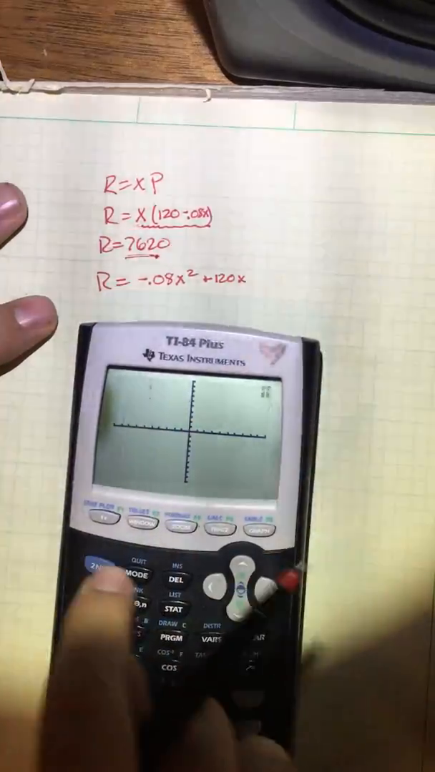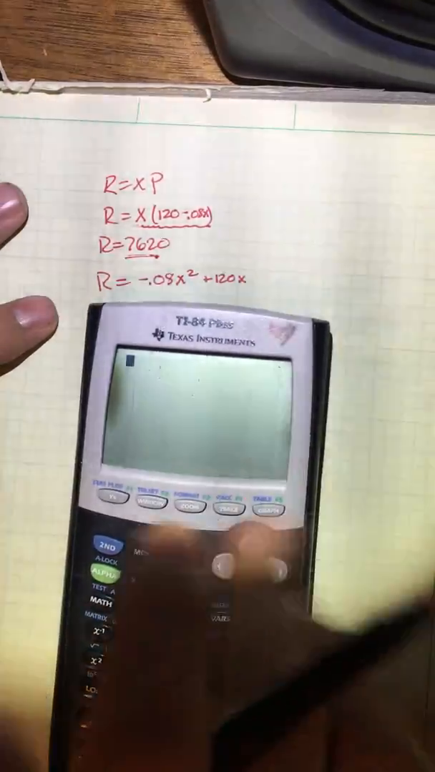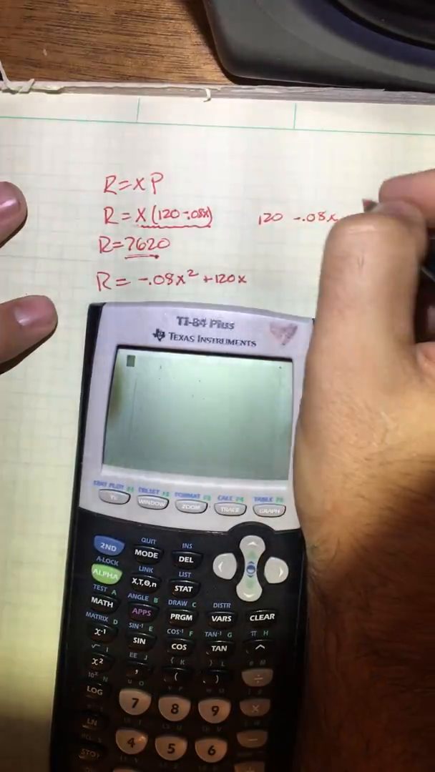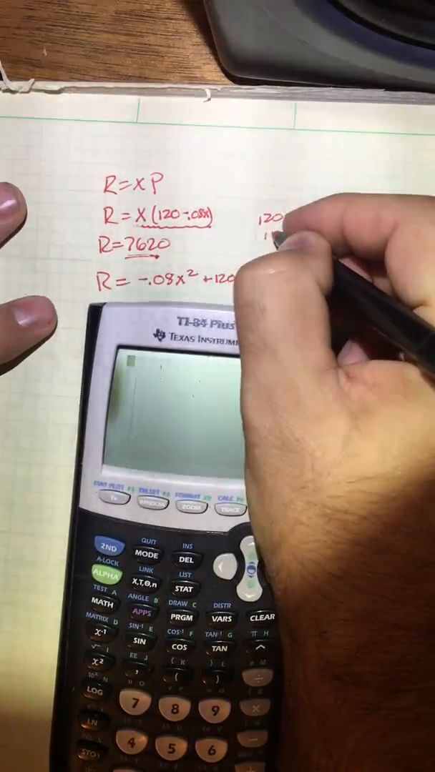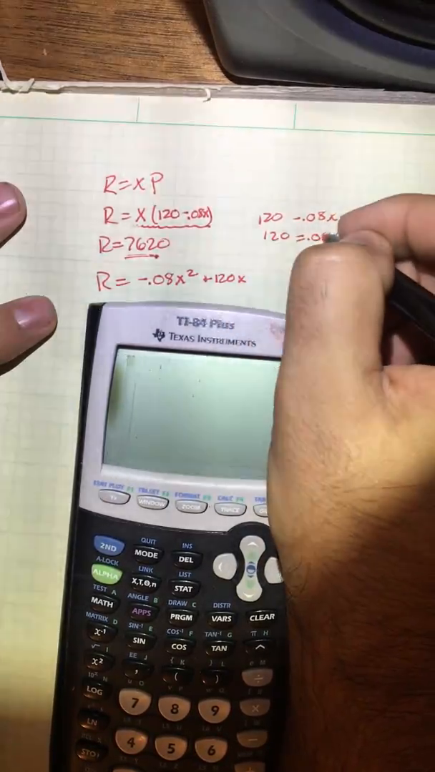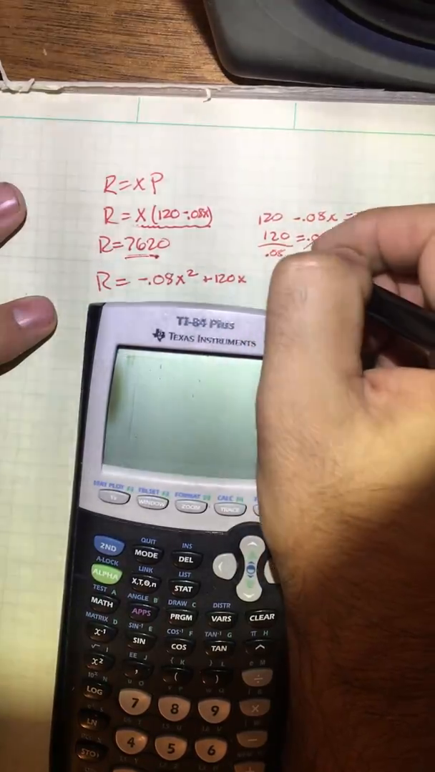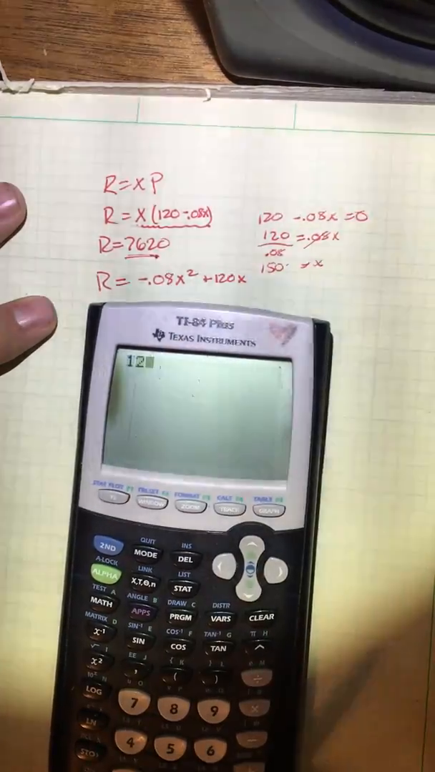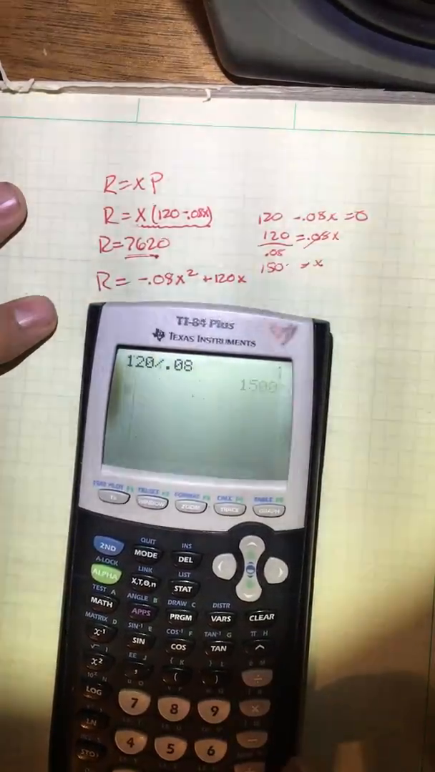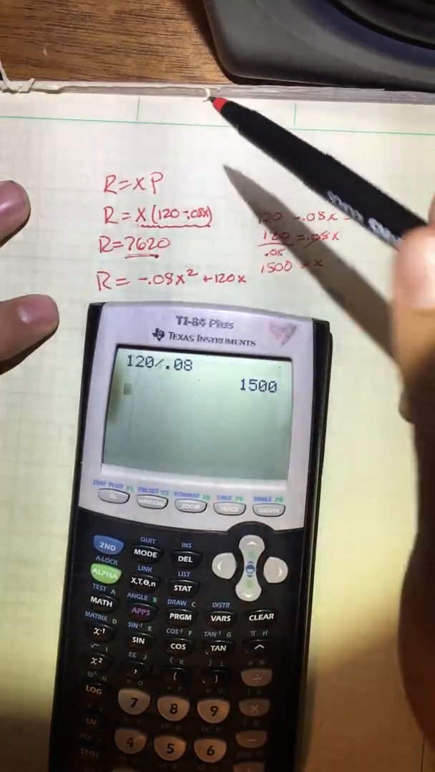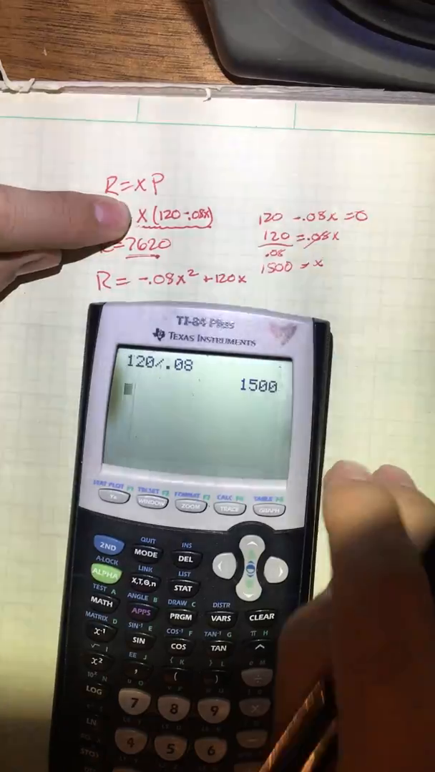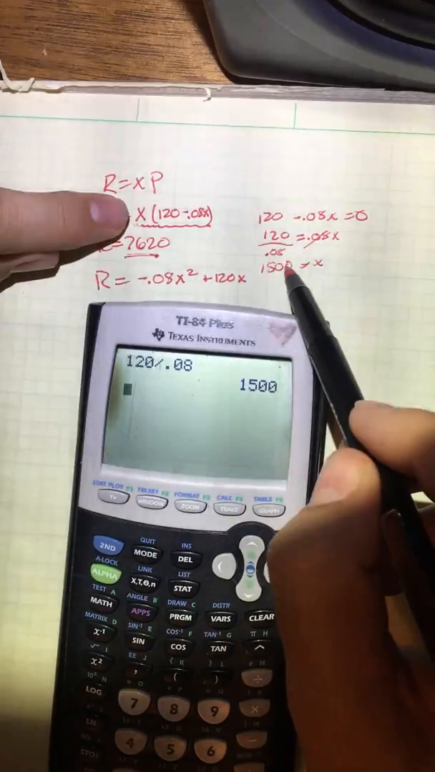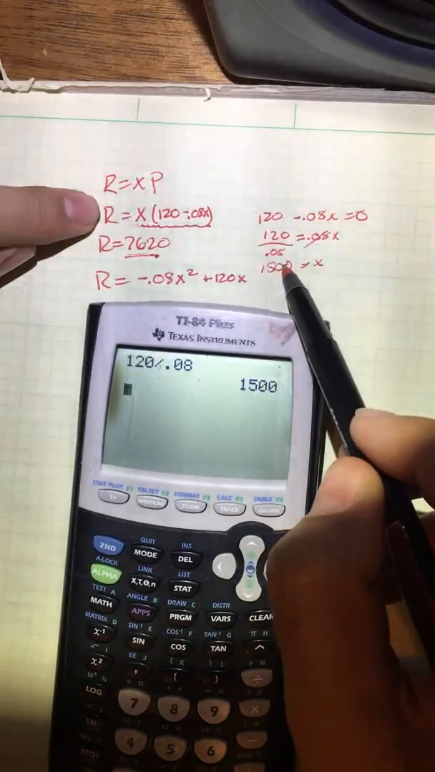So if 120 minus 0.08x equals 0, then I've got 120 equals 0.08x. Divide that away, 0.08. So x equals 120 divided by 0.08, that's 1,500. Okay, so that means the smallest amount of items that we can make is 0, with a revenue of 0. The largest amount of items that we can make is 1,500, and that will make a revenue of 0.